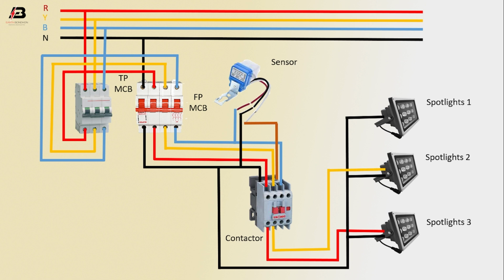connection from contactor to spotlight 2, and again another phase connection from contactor to connect spotlight 1. Earthing connection input to all spotlights. Now this circuit is ready for use.